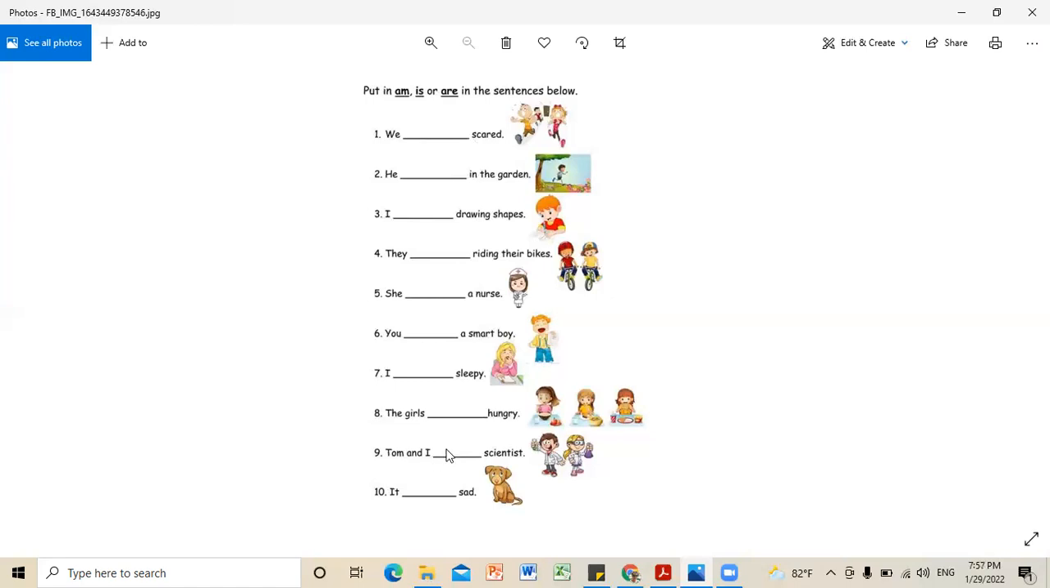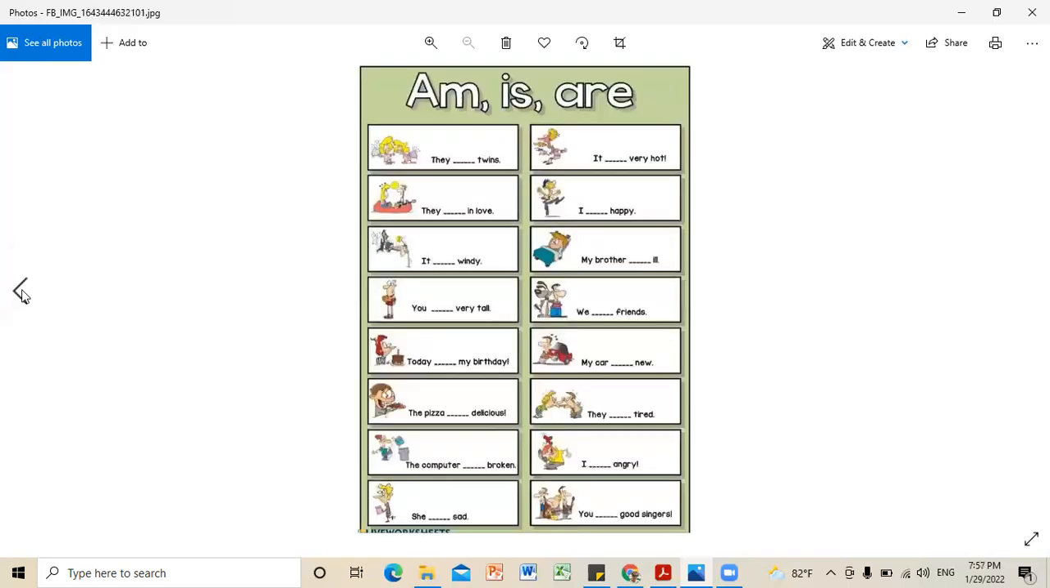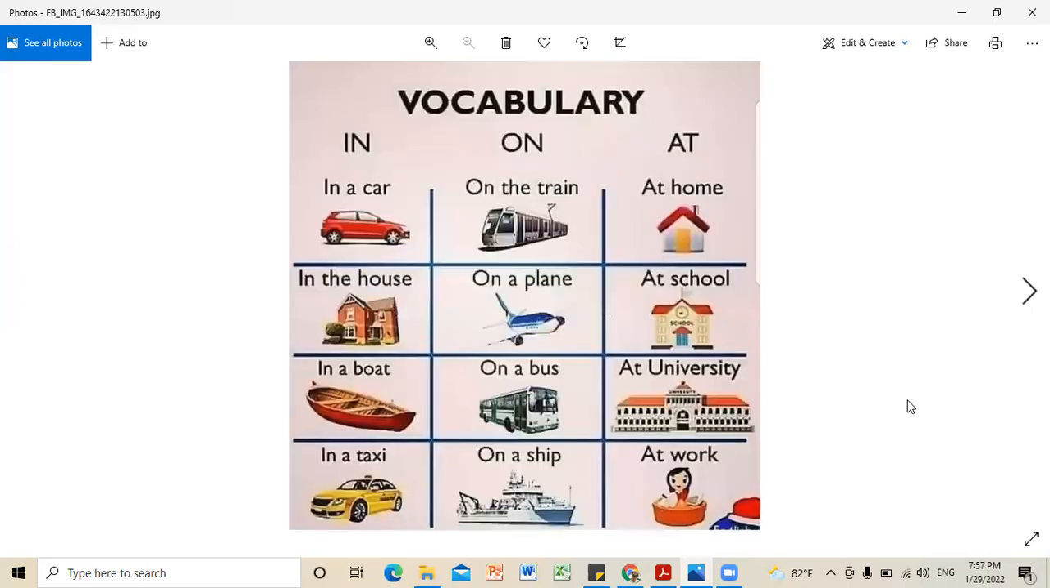Tom and I are scientists, right? So that is how we have to complete. And also I think I had another. Yes, I have this one.